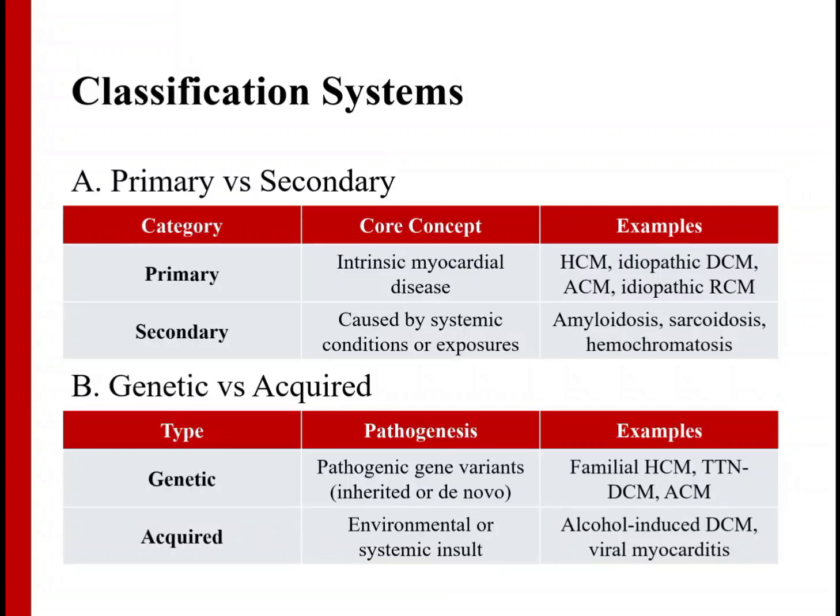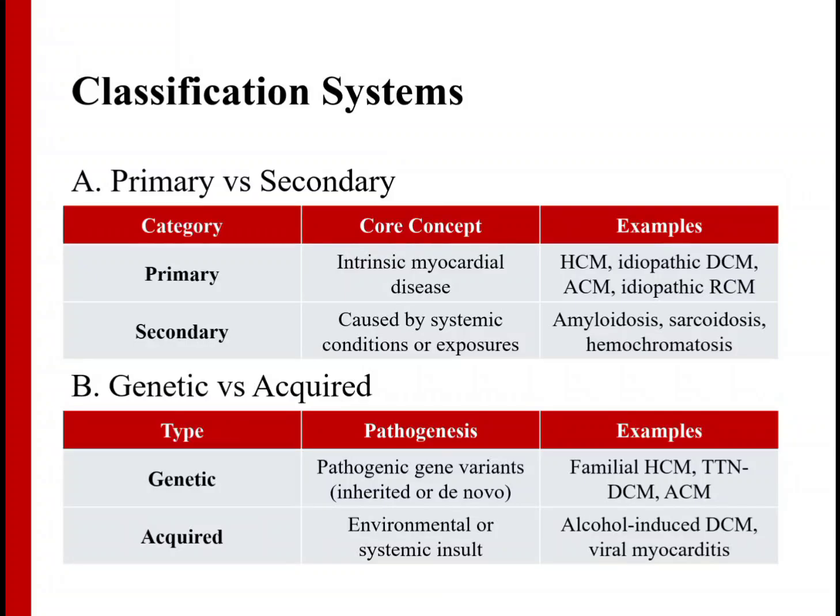They include classic examples like hypertrophic cardiomyopathy, idiopathic dilated cardiomyopathy, arrhythmogenic cardiomyopathy, and idiopathic restrictive cardiomyopathy. Secondary cardiomyopathies arise from external systemic causes, so think of amyloidosis, sarcoidosis, or hemochromatosis. And in secondary cardiomyopathies, the myocardial dysfunction is a consequence and not the core pathology.